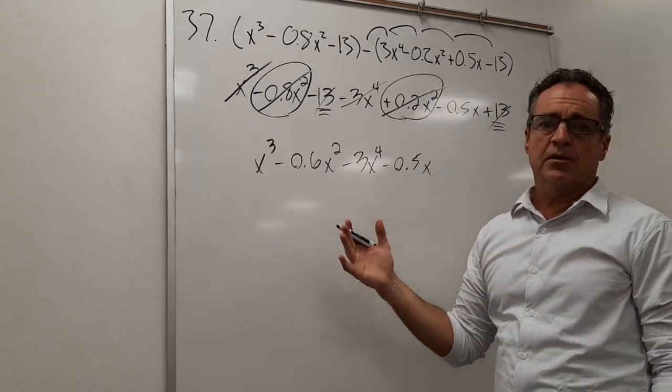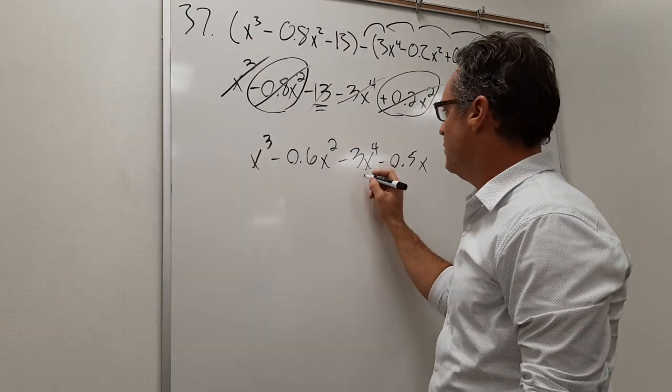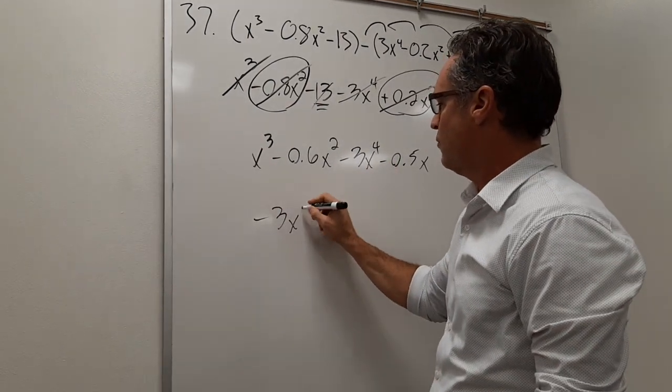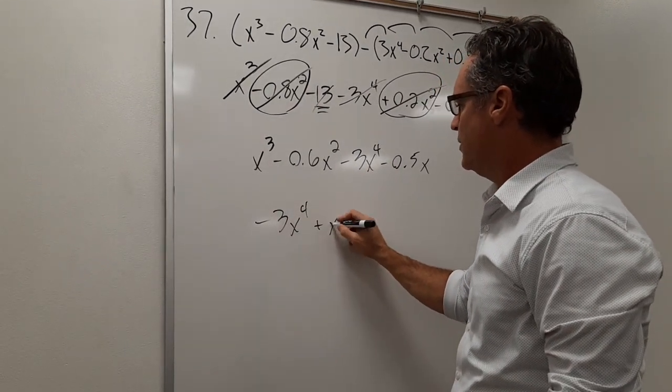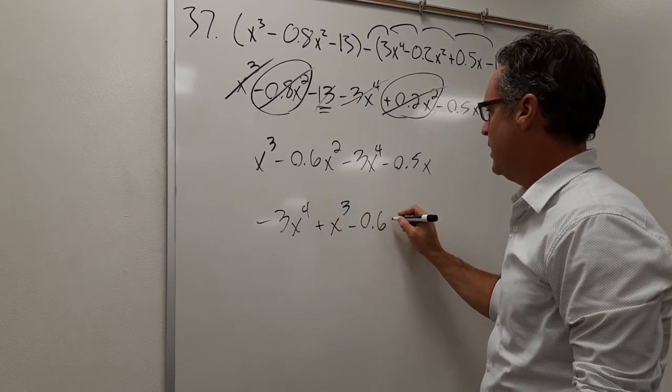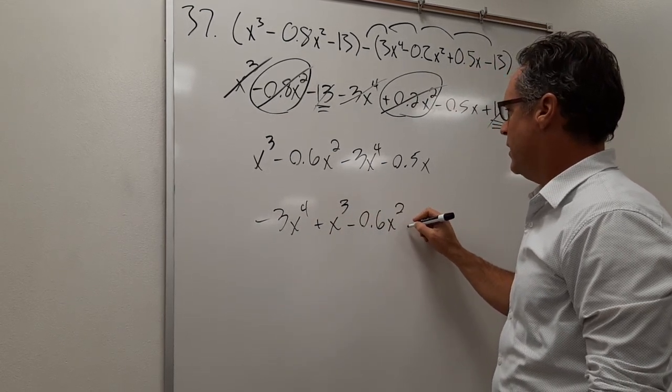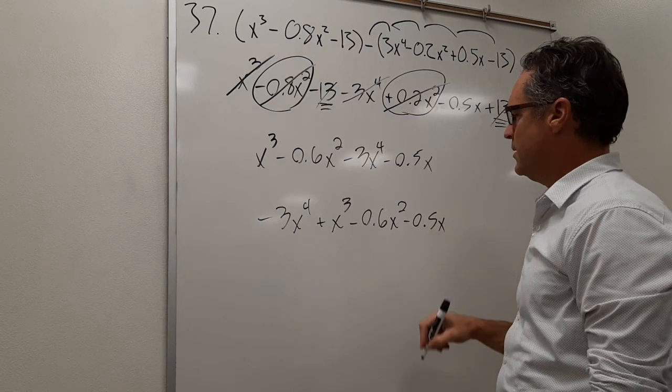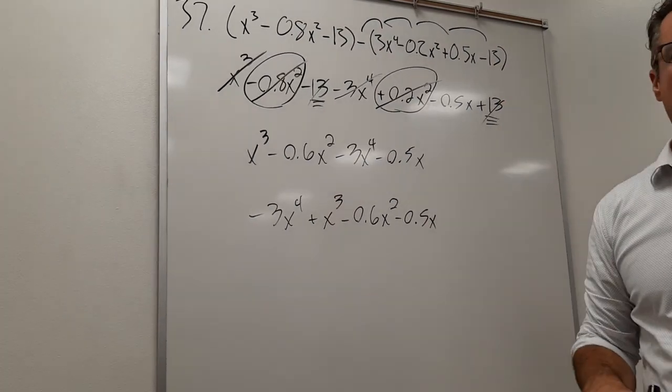Is this written in descending order? It is not. This one term has got to swing up front. Negative 3x to the fourth plus x to the third minus 0.6x squared and minus 0.5x. We put that in descending order and we are done.